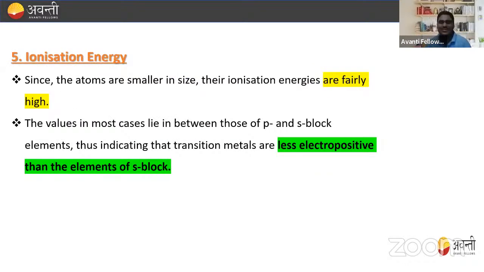Now, the most important thing is ionization energy. So what do you mean by this term? Ionization energy. Okay.